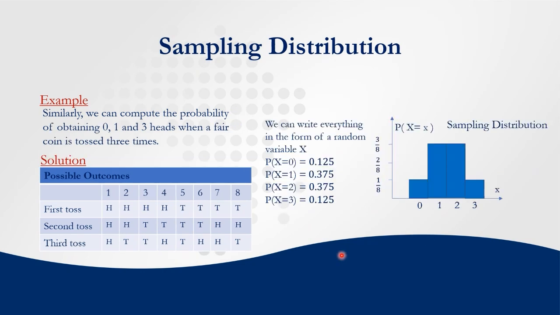And similarly, you can now also plot that, and you can get a sampling distribution. So this is how sampling distributions are obtained.